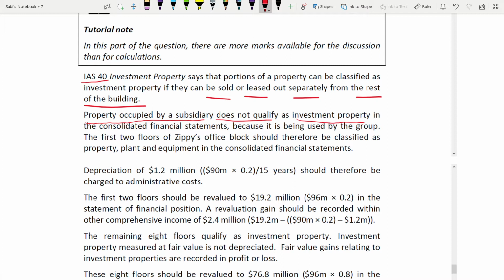Where do you write investment property? Under non-current assets, no? And where does it go? In the statement of financial position. So definitely in the consolidated financial statements, right? It will go there because it is being used by the group.